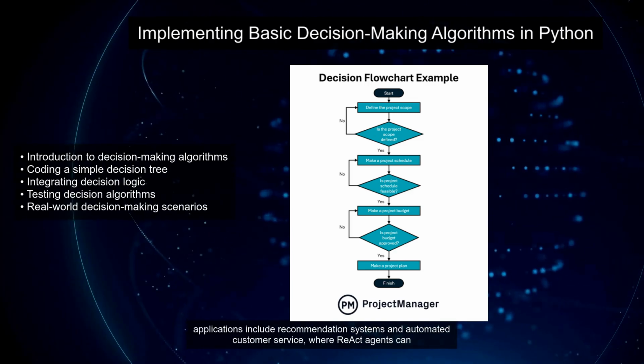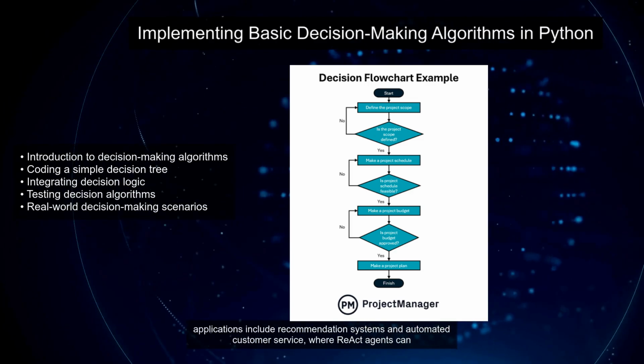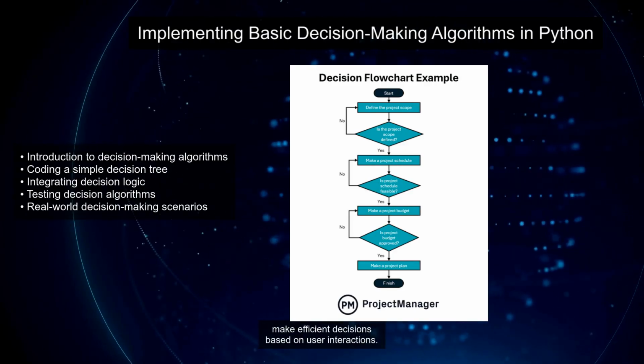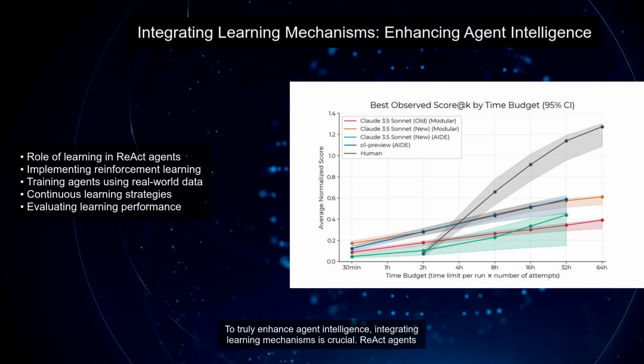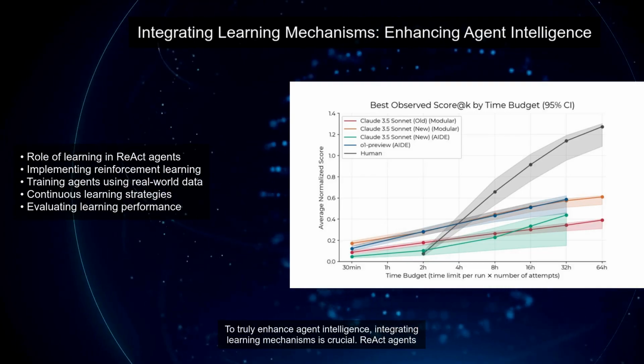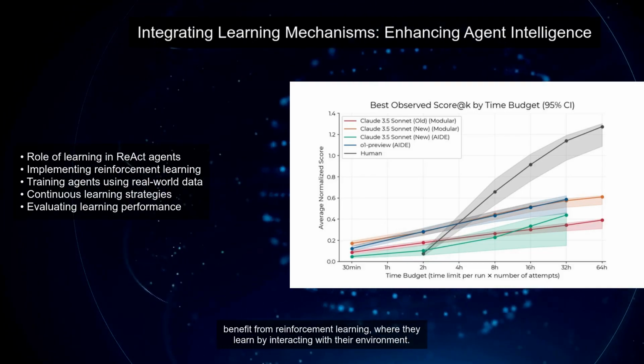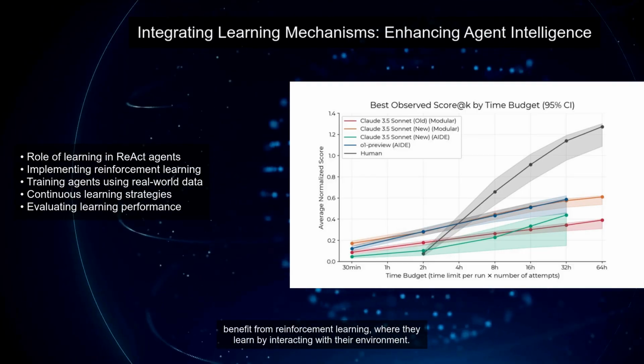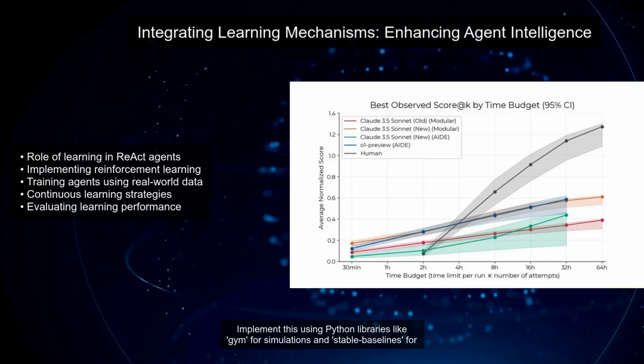Real-world applications include recommendation systems and automated customer service, where ReAct agents can make efficient decisions based on user interactions. To truly enhance agent intelligence, integrating learning mechanisms is crucial. ReAct agents benefit from reinforcement learning, where they learn by interacting with their environment.